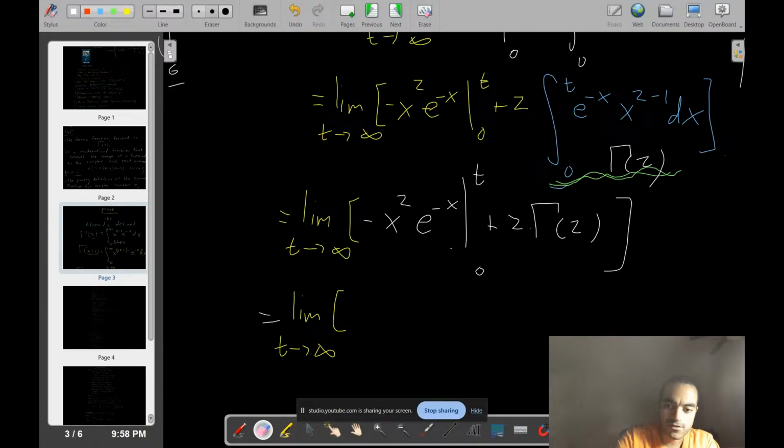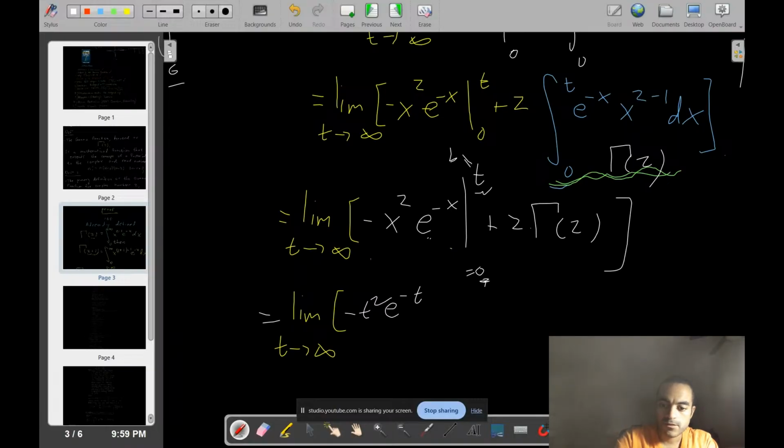Now I can put in my limits of integration. Since we have an upper and lower limit, remember what we're supposed to do: whatever this function is at the upper limit, minus what the function is at the lower limit. So it's like f of b minus f of a, where this is my b and this is my a. This is the antiderivative function, f of x, let's say. In this case my b is t. So minus t squared e to the negative t. That's the upper limit.